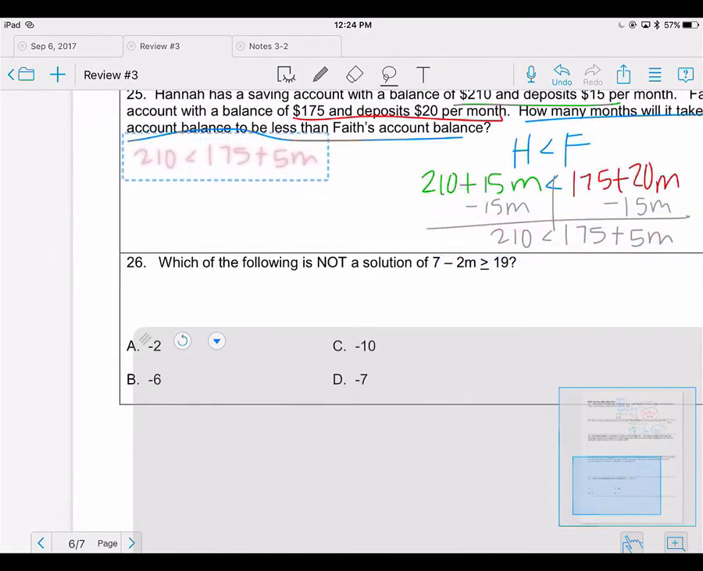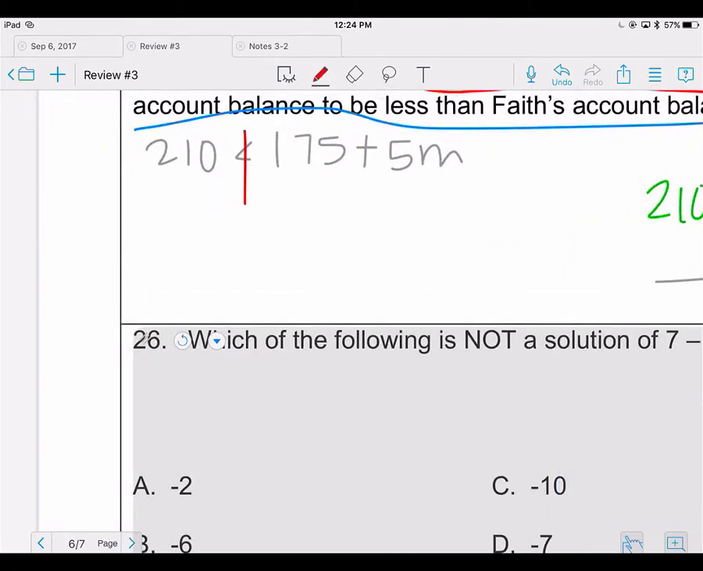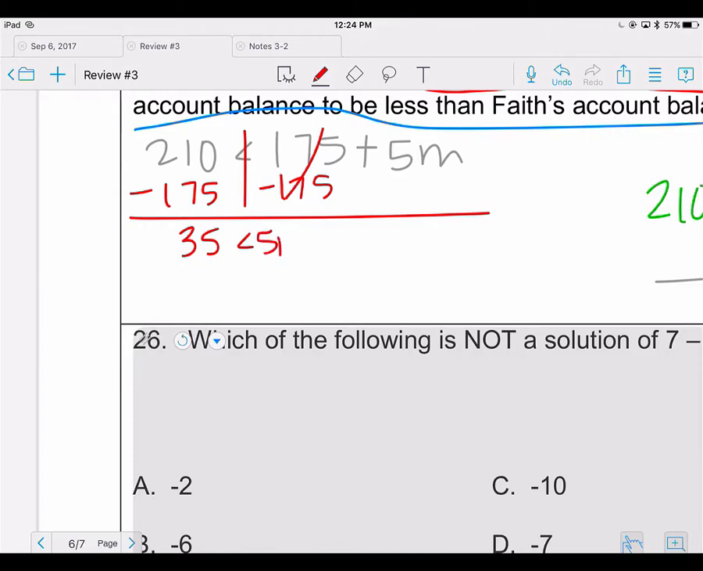And I'm going to move that over here so I can keep going. From here, I subtract 175 from both sides. So 35 is less than 5m. Divide by 5, 7 is less than m.